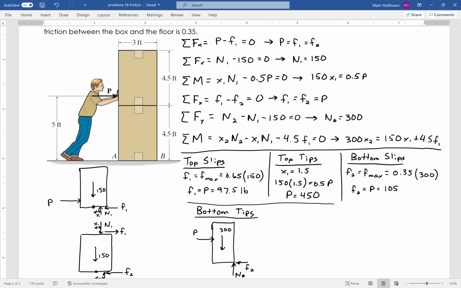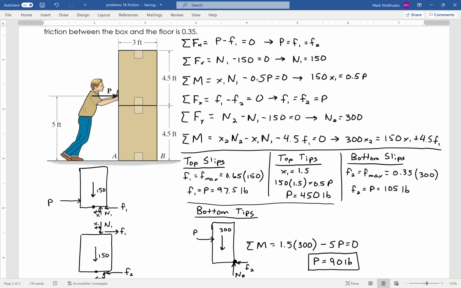From this, I can sum the moments, and I'm going to sum them right around this point. Let me write a new equation here. I'm going to have that 300, which is 1.5 feet over, and then I'm going to have the P, which is 5 feet up, acting in the other direction. From that, I find that P equals 90 pounds, which you can see is the smallest one. Therefore, this is the one that is the answer.